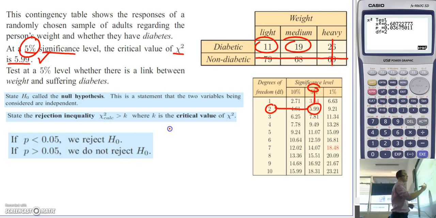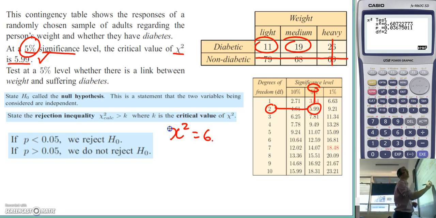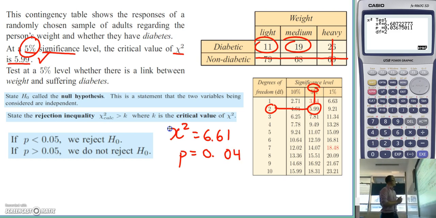Now I've got an x-squared value of 6.61 and a p-value of 0.04, we'll say. Alright, now our H0, so the null hypothesis, our statement would be that they are independent. So we would say that there is no relationship between weight and diabetes. That would be our null hypothesis. Our alternate hypothesis would be that there is a relationship between diabetes and weight. And we probably know what the answer is going to be.